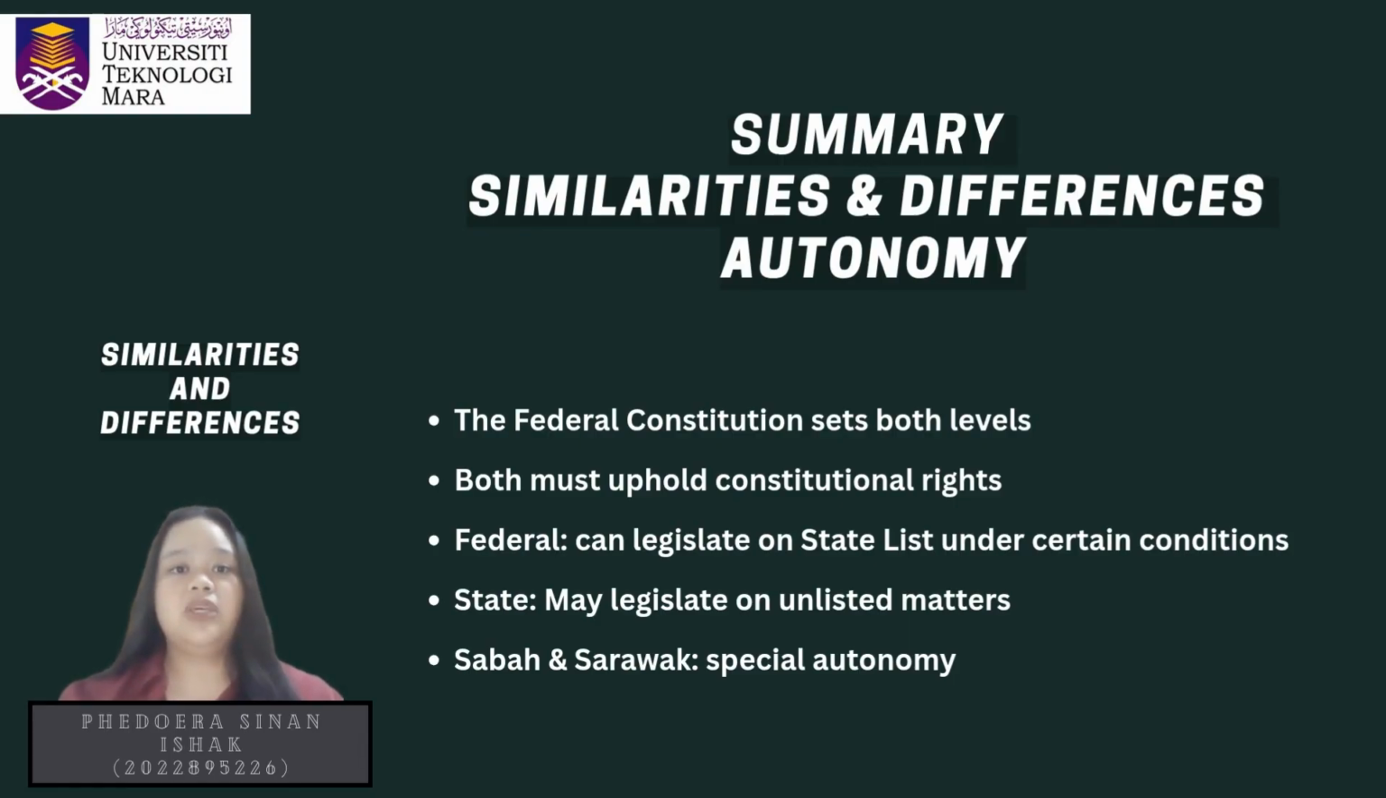Now, for some key nuances. The federal government can legislate on the state list under certain conditions, for example, to ensure uniformity or implement international treaties, showing a flexible aspect of federal power. Conversely, states may legislate on unlisted matters, those not specifically mentioned in the federal or concurrent list, highlighting a residual power for the states. And very importantly, given our location, Sabah and Sarawak possess special autonomy.